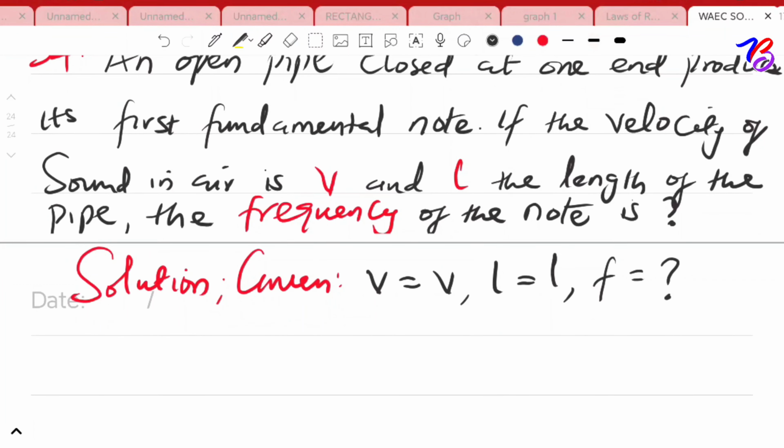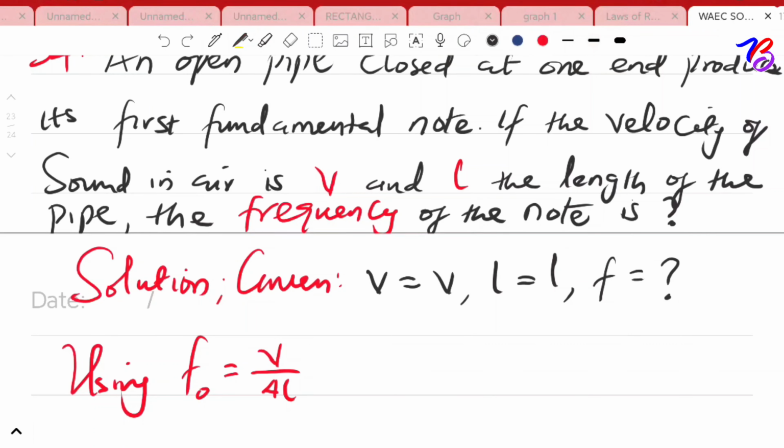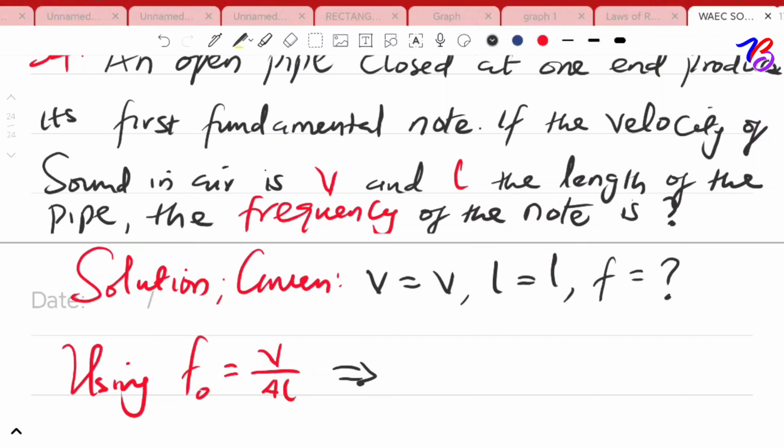So from these given data, what formula do you think we can use? We need a formula that can connect the three data. So F naught is equal to V over 4L. Can you see that? Our Triune components are embedded into this. So by substitution, F naught is equal to, our V is given to be V, right? Is equal to V, by substitution.